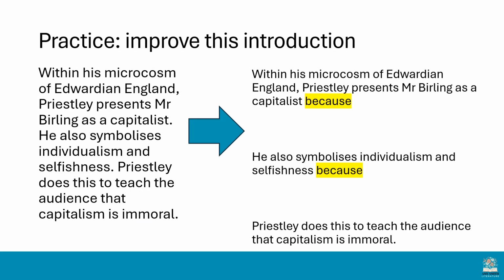Right, you're going to pause the video again and you're going to have a go at improving this introduction. If you have a look on the left, I've put an introduction that's okay, but it could be better. And on the right, we've got an introduction that has been improved. So if we look at the left first, within his microcosm of Edwardian England, Priestley presents Mr. Birling as a capitalist. He also symbolises individualism and selfishness. Priestley does this to teach the audience that capitalism is immoral.